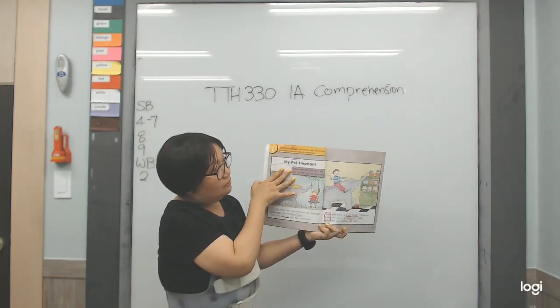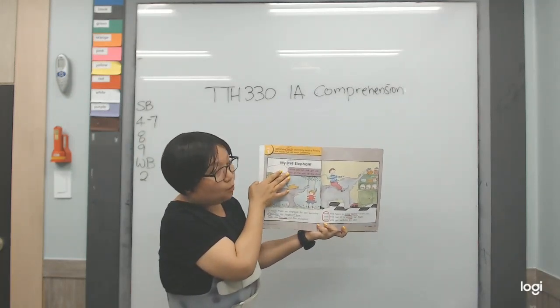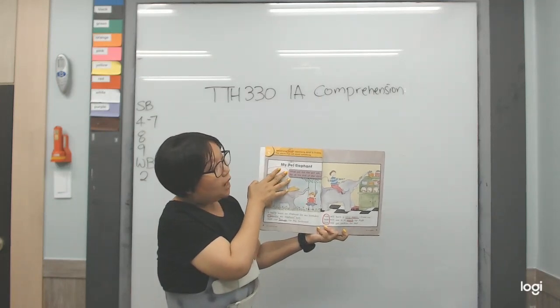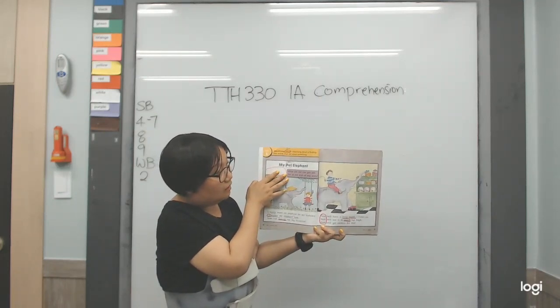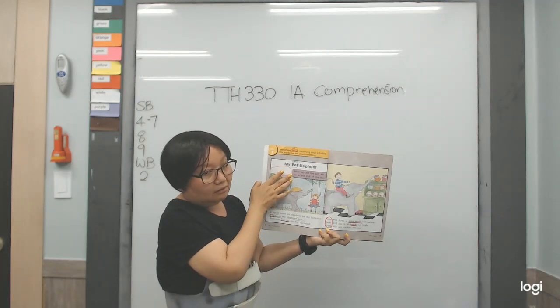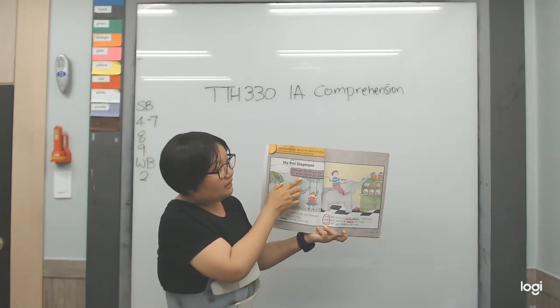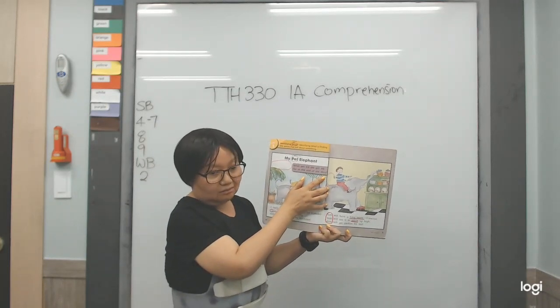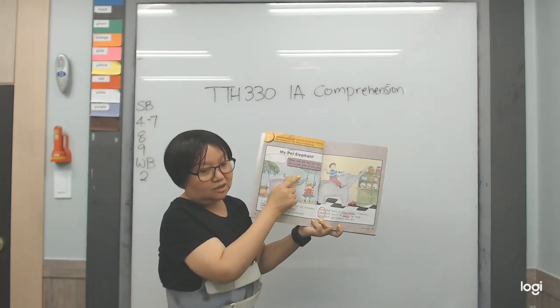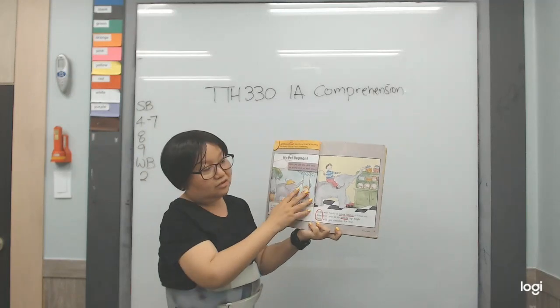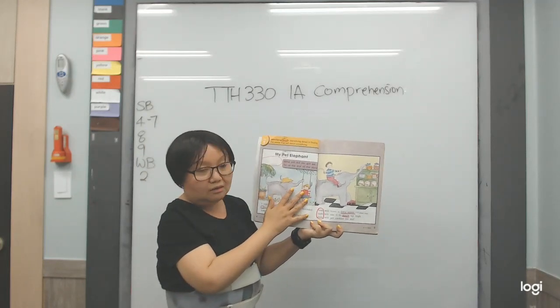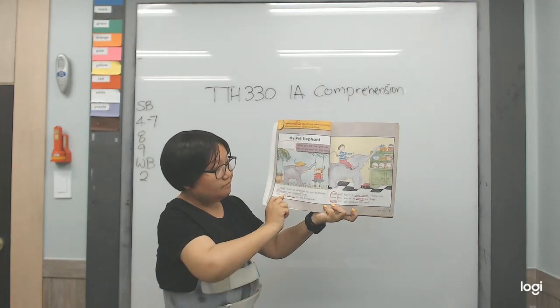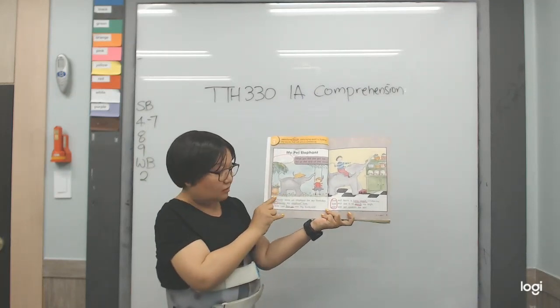So here is a question that we need to think about when we read the story. What pet did the girl ask her mother for at the end of the story? Alright, so let's find it out. Do you think she really gets an elephant, or do you think she will get another animal? Okay? So let's read it together, everybody.